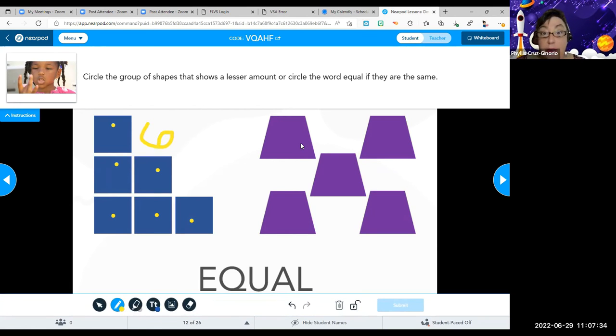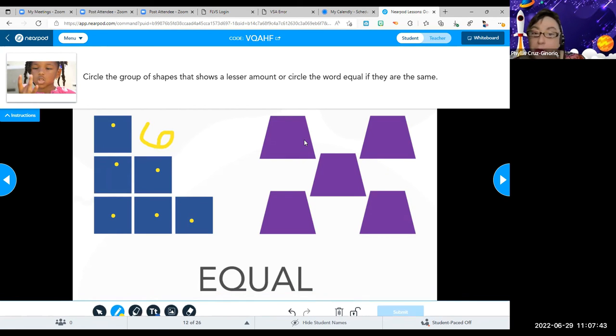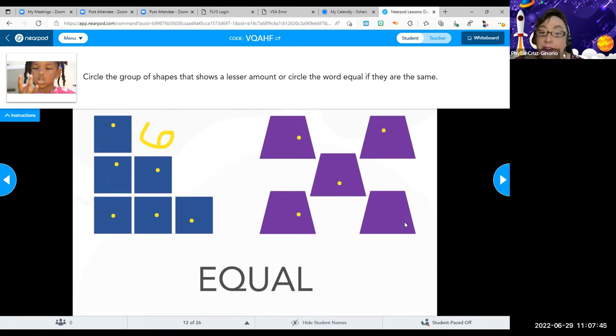Let's do the other group. I'm going to compare with the other group, but I need to know how many there are first. So this one's done. Let's count the other group. 1, 2, 3, 4, 5. 5.